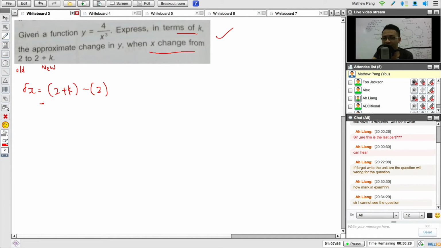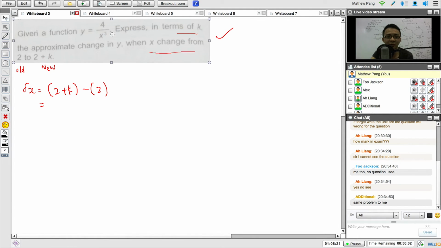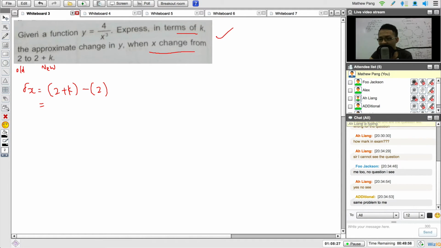So what I will have is, so I cannot see the question. Okay, do you see something like given a function y equals 4 over x cubed? Aliang, you still cannot see? What do you mean you cannot see? Is it very blur or you have no idea? Wait for a while. Can you see the question right now? Okay, good. Let me continue.